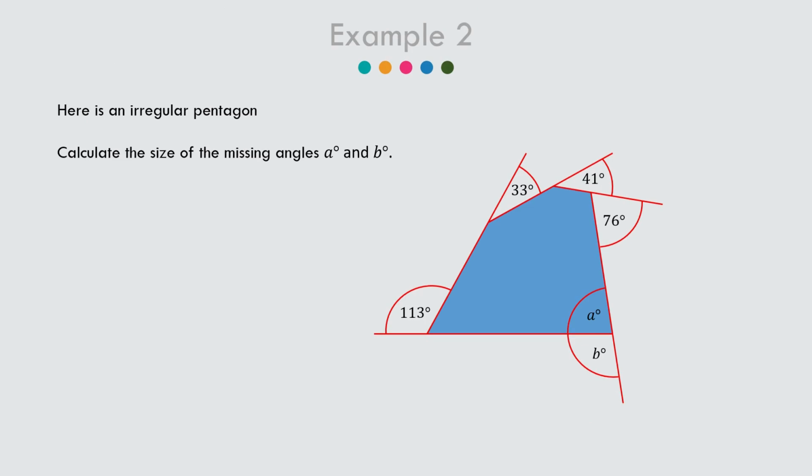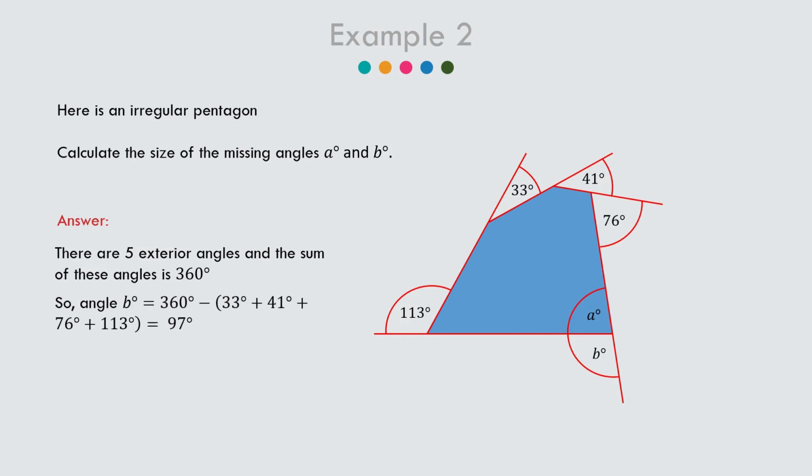In this example, we have an irregular pentagon. We need to calculate the size of the missing angles A and B. When we take a look at this shape, we can see that there are 5 exterior angles, and we also know that the sum of all the exterior angles must be 360 degrees. So to calculate angle B, all we do is add up the angles that we do know and subtract them from 360 degrees. This gives us our answer, 97 degrees. So angle B is 97 degrees.